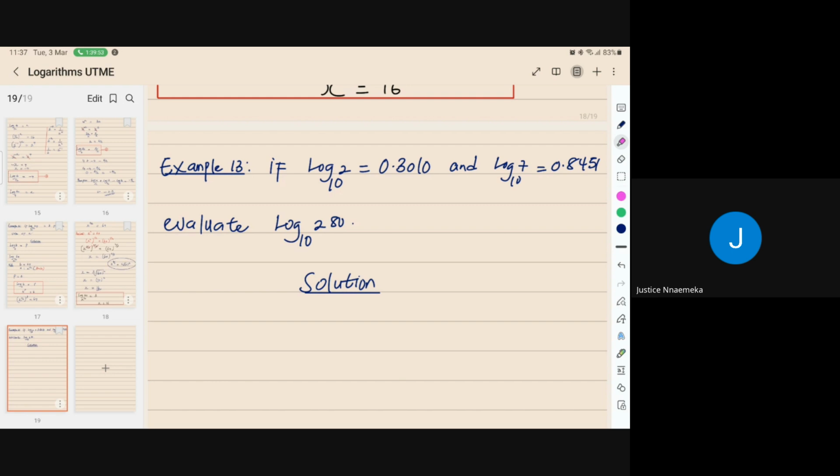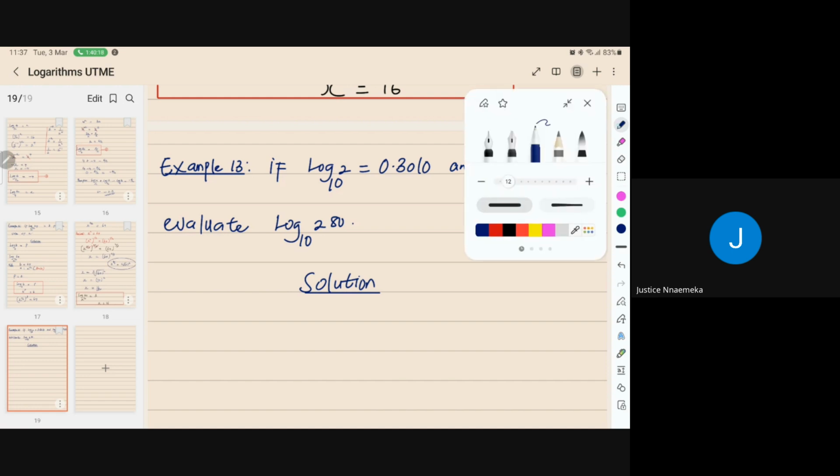280 divided by 7 will give me 40. So I have 7 times 40. But how do we break down 40 to the barest minimum? This is the work you need to do. It's more like when you learn prime factorization, you are trying to break down a composite number. That's the same thing that happens here.